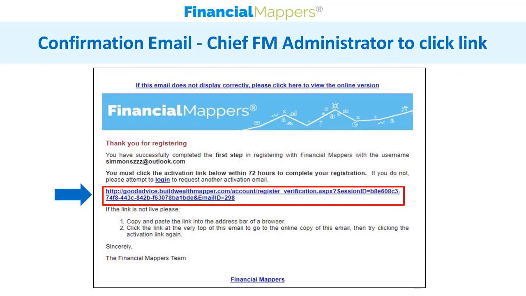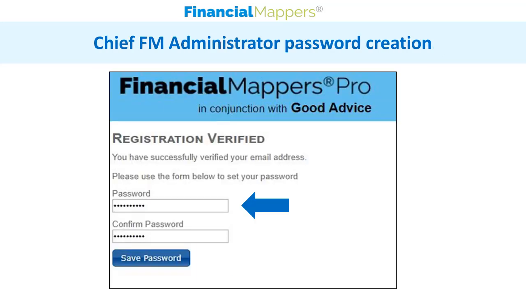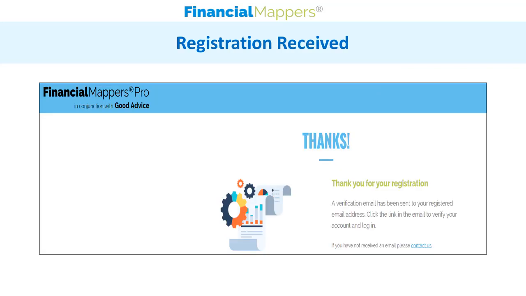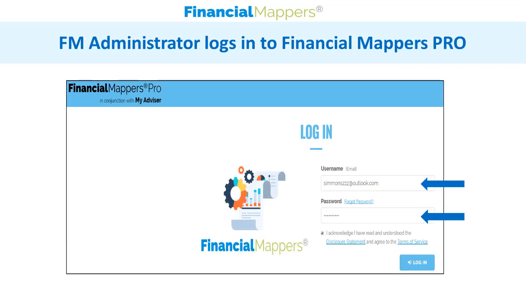The Chief FM Administrator will then receive an email asking them to click on a link to activate the registration. The password must be verified before they proceed to log in. When the register button is clicked, a confirmation screen is displayed. They will then be invited to log in by entering their email and password.